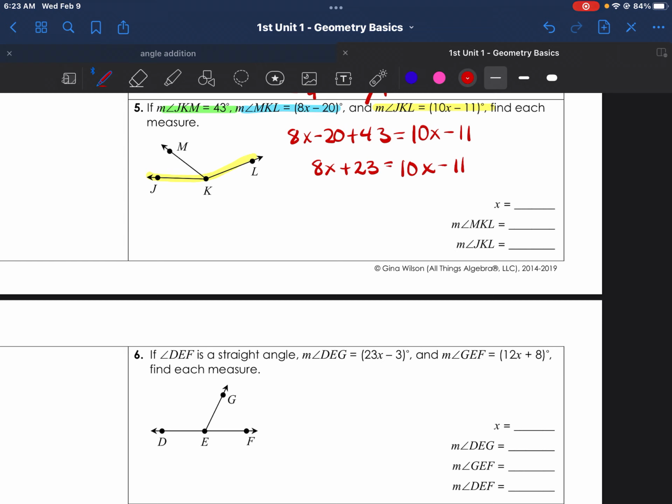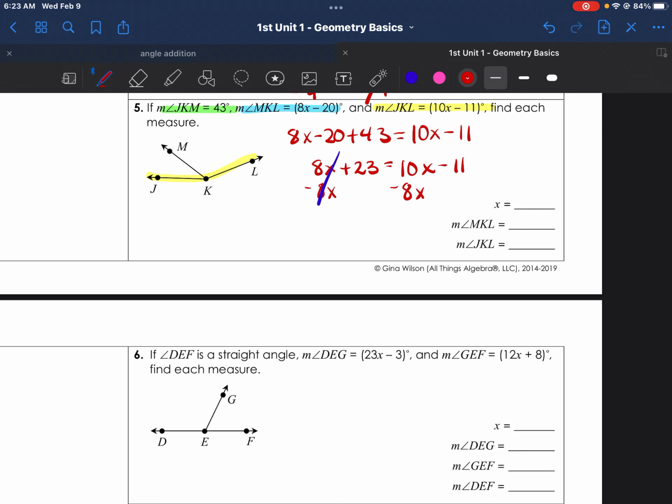You want your x's on the side with the biggest value because there's less work you have to do in the future. So I'm going to go ahead and subtract 8x because this is a positive 8. A positive minus a positive will give you none. So you have $8 and you spend $8, you're broke. You don't got no money. It's okay. A lot of us are broke.